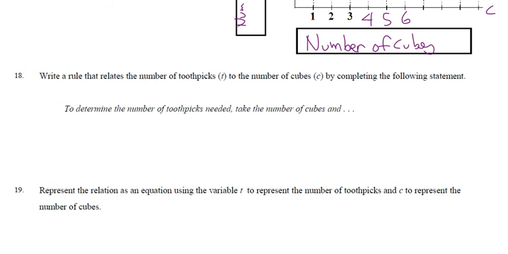Write a rule that relates the number of toothpicks to the number of cubes by completing the following statement. To determine the number of toothpicks needed, take the number of cubes and times by 8 and then add 4. So let's say and multiply by 8. That's the $1 word for times, which is a 10-cent word. Multiply by 8 and add 4. You got a rule. What should you do with your rule?